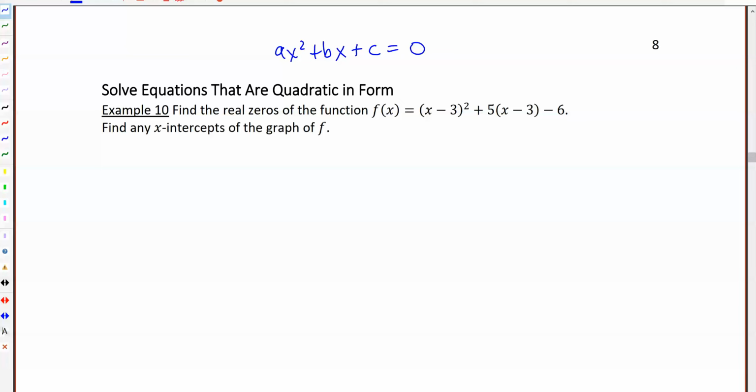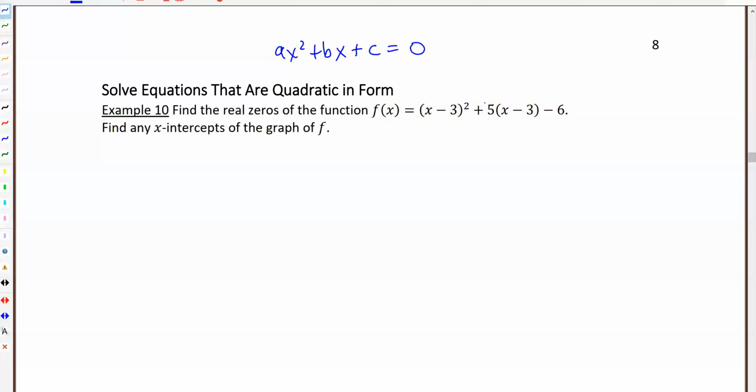Now, these are quadratic in form. So let's take a look at this first example. Find the real zeros of the function f of x is equal to (x minus 3) quantity squared plus 5 times the quantity (x minus 3) minus 6. And then again, find any x-intercepts of the graph. At this point in time, you could multiply out all of these pieces, collect like terms, reform your quadratic, and then go from there.